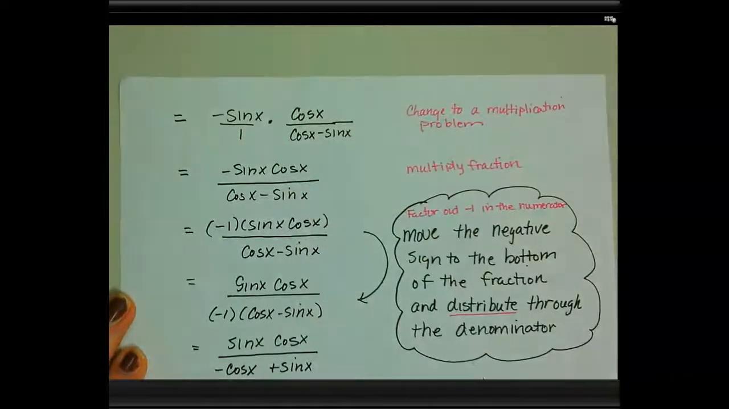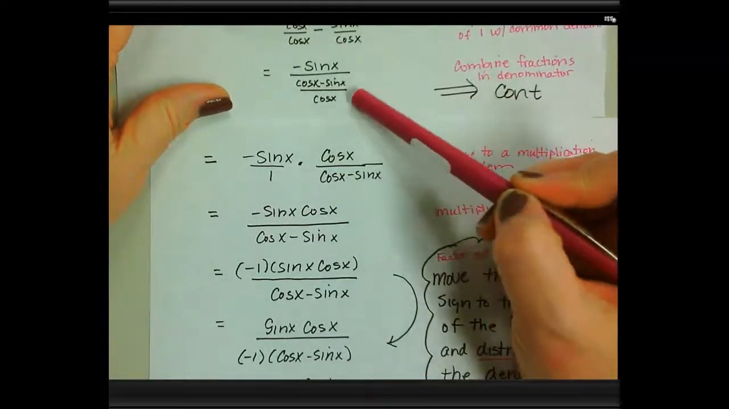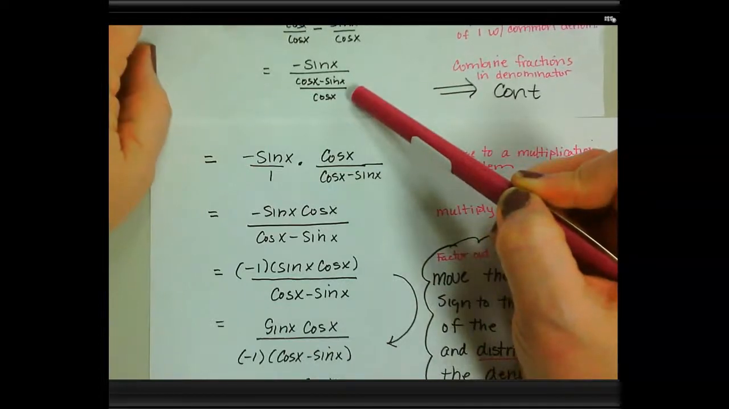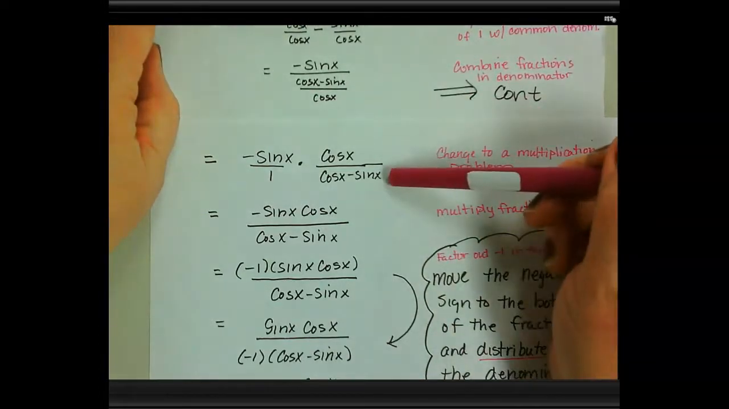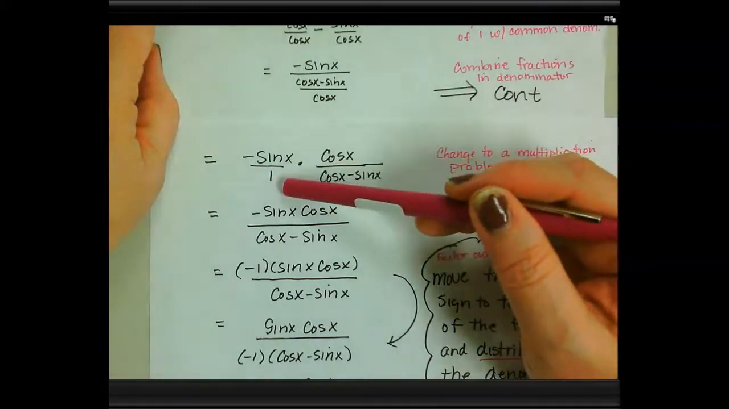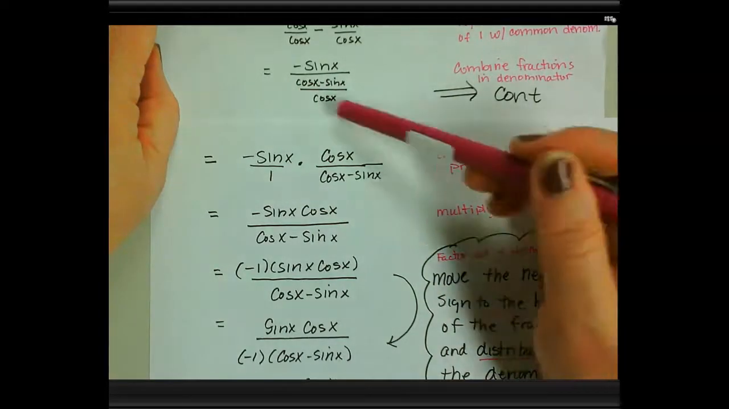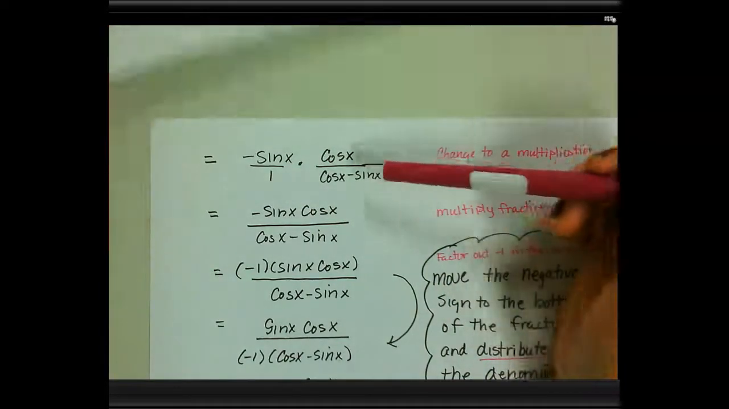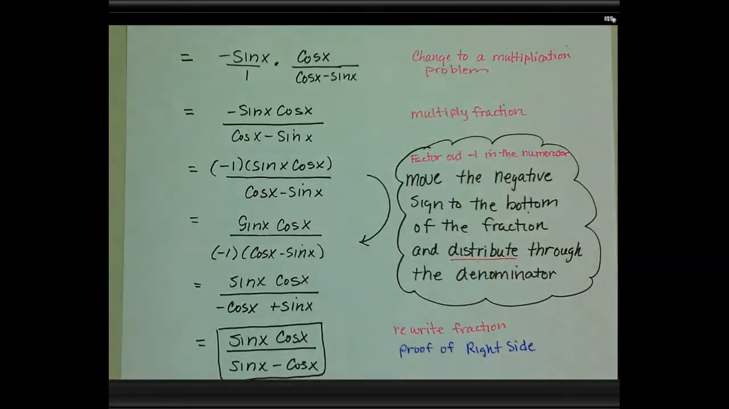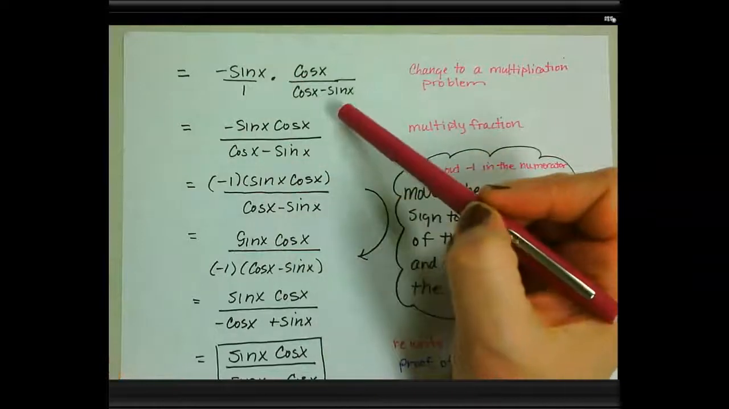So when I went from here to here, right, this means this divided by this, and so I know that when I divide by a fraction, that's the same thing as multiplying by the reciprocal. So that's what I did. I have negative sine x over 1, and this was cosine x minus sine x, so that's going to be in the bottom. The cosine x is going to be on top, and now it's a multiplication problem. Okay, so we're here with the multiplication.